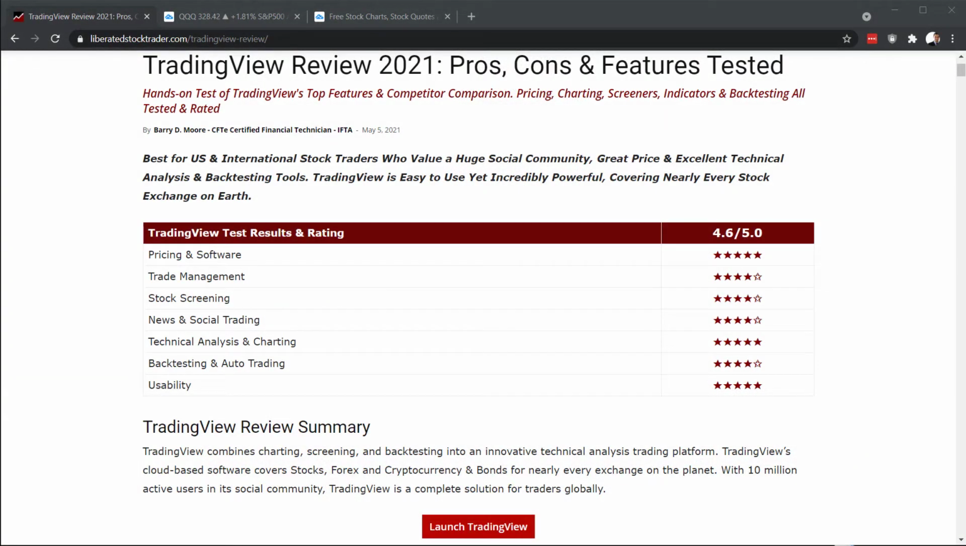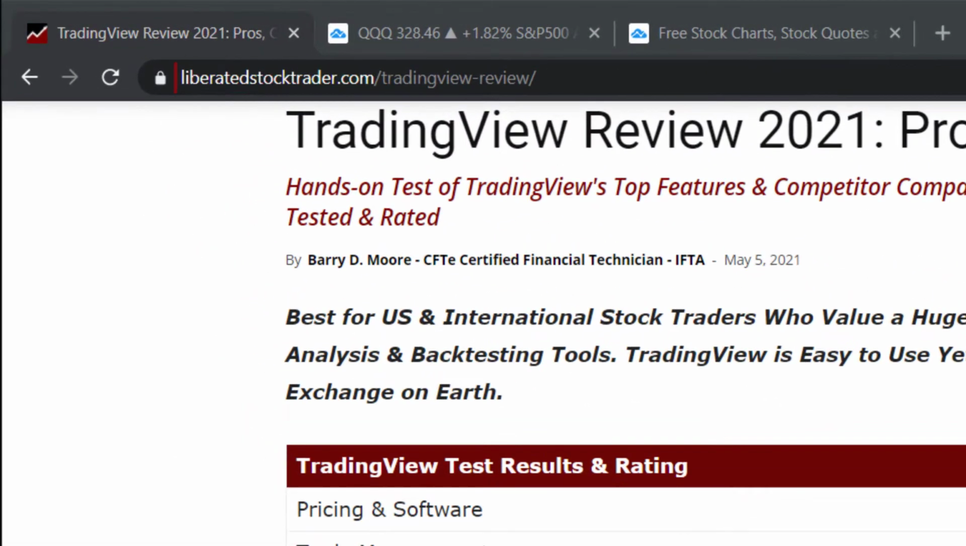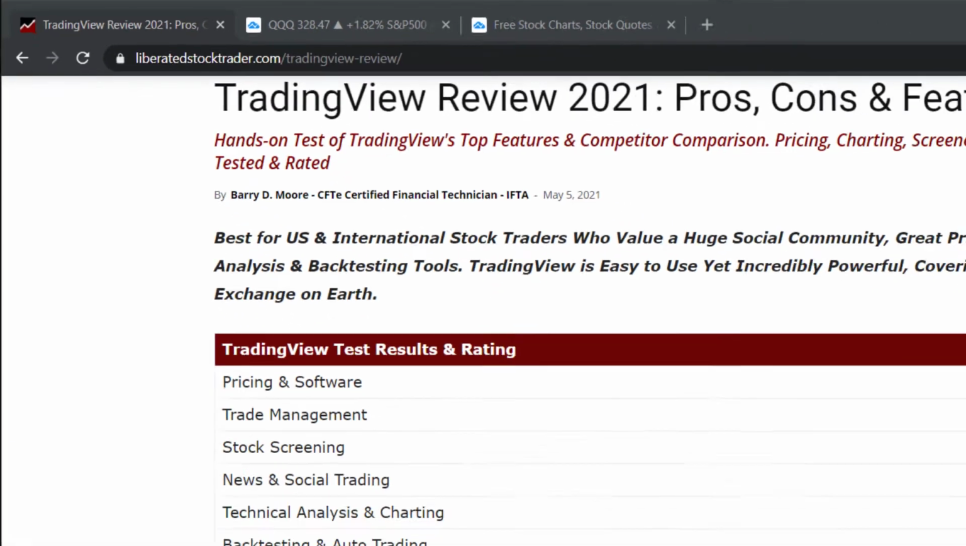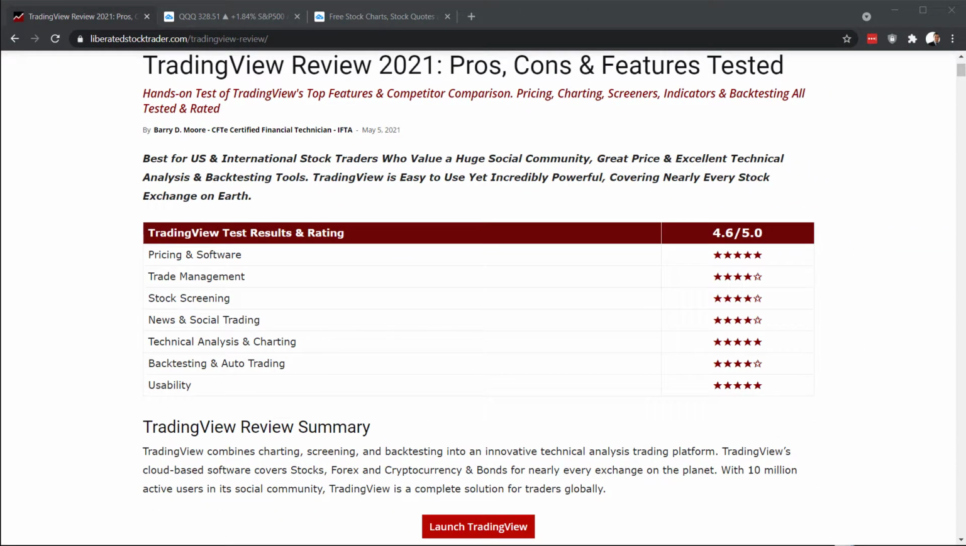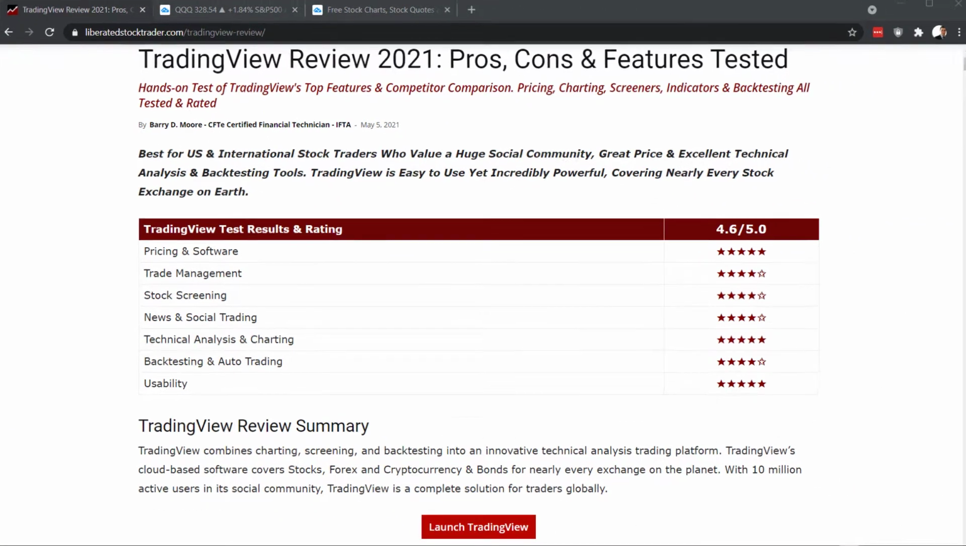So let's get started. I am going to tell you why I believe TradingView is the best stock charting and technical analysis all-round package available on the market today. You can find the full in-depth detailed review at LiberatedStockTrader.com/TradingView-review. When I analyze a stock trading package, I look at really 7 different areas.